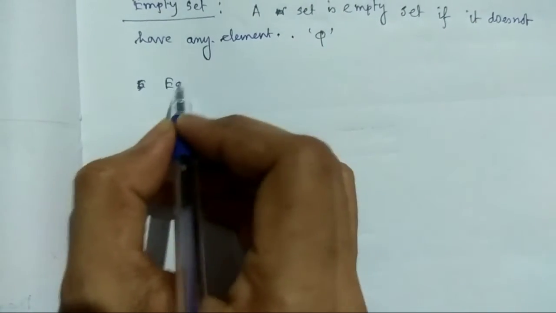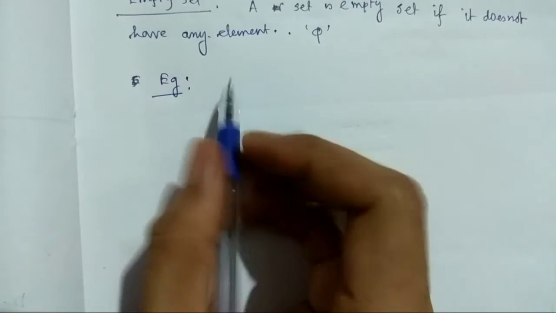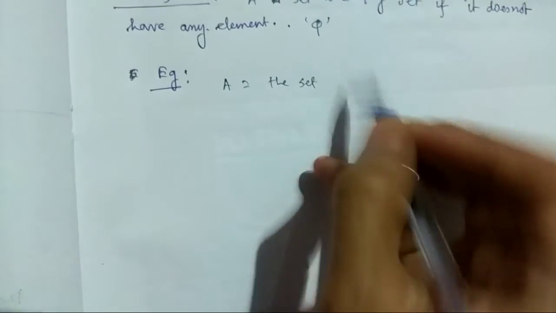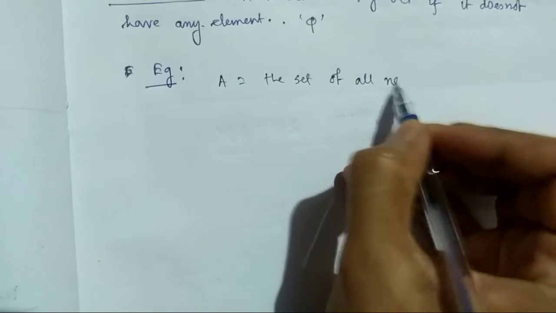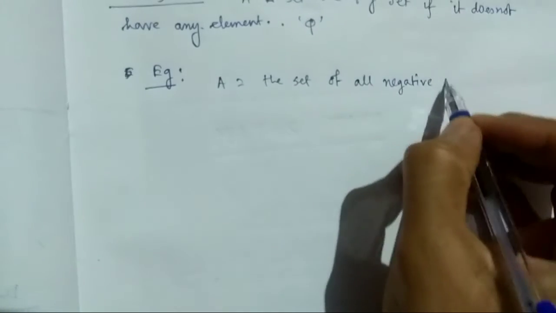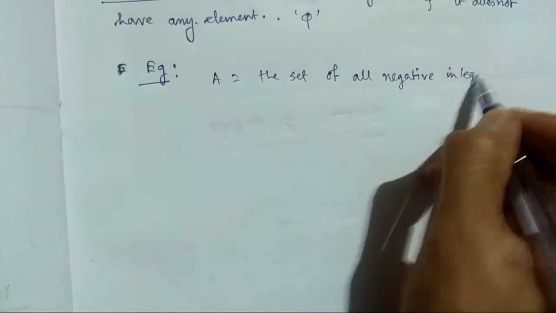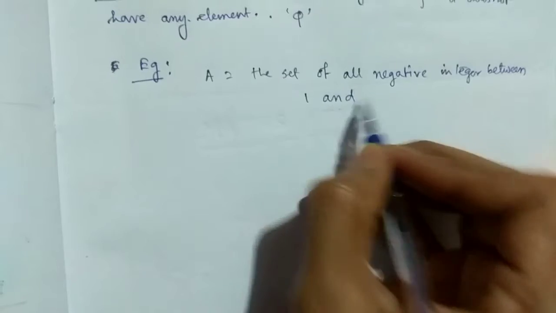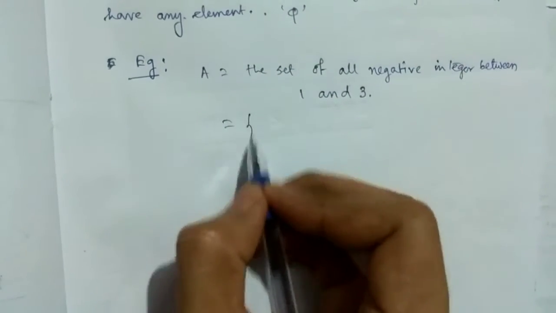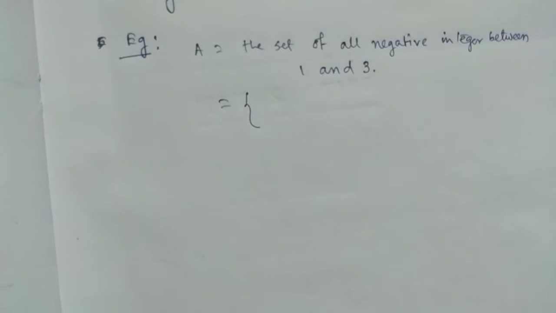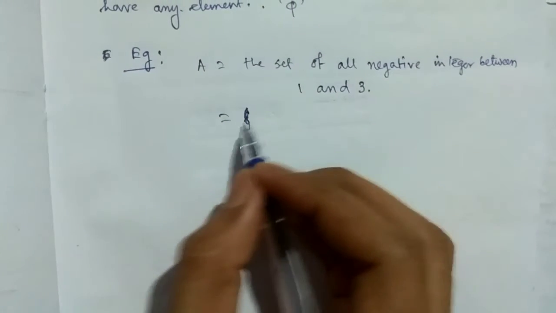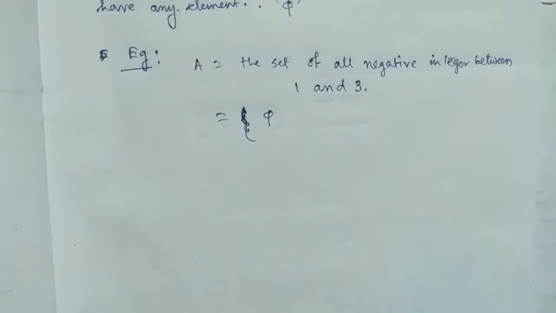Now an example of an empty set. Let A be the set of all negative integers between 1 and 3. Since 1 and 3 are positive integers and there are no negative integers between them, A has no element, so A is an empty set and it is denoted by phi, so A equals phi.